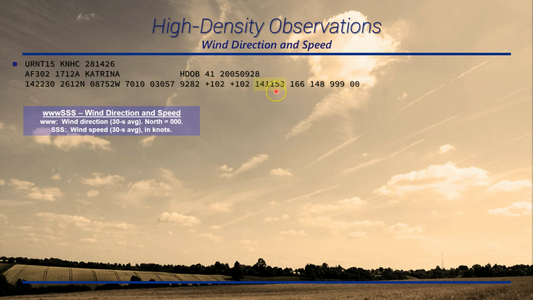Now this is the column that gets a lot of people's attention. This is our wind direction and speed. This is a 30-second average. First 3 digits is your wind direction. So in this case, the wind direction is 141 degrees, which would be southeasterly. The next 3 digits is our 30-second average wind speed in knots. So in this particular case, 153 knots, or 176 miles per hour if you do the conversion.